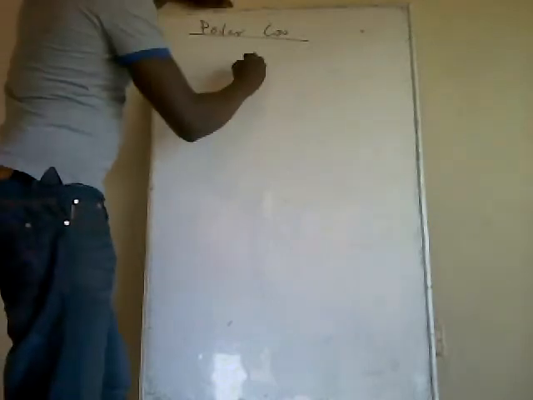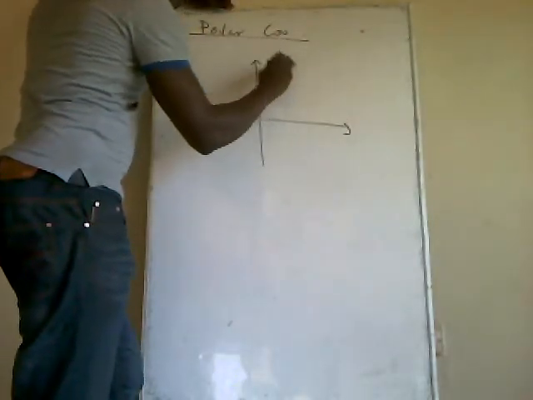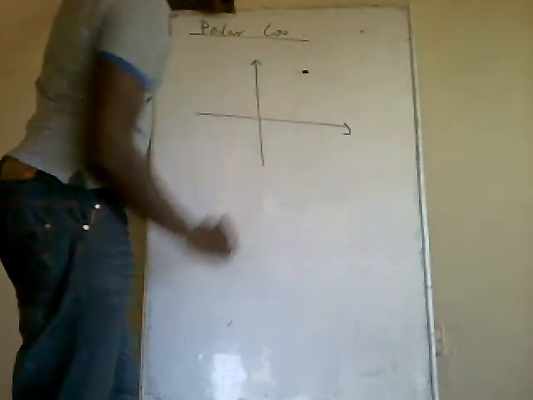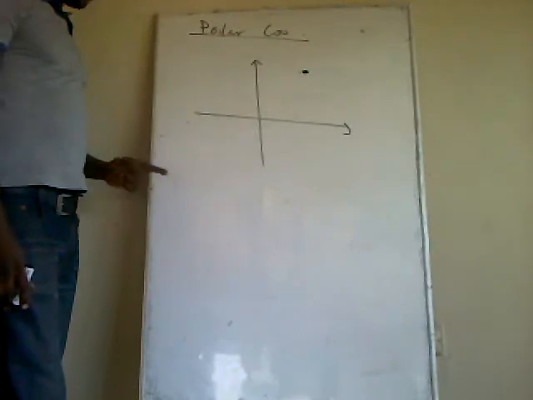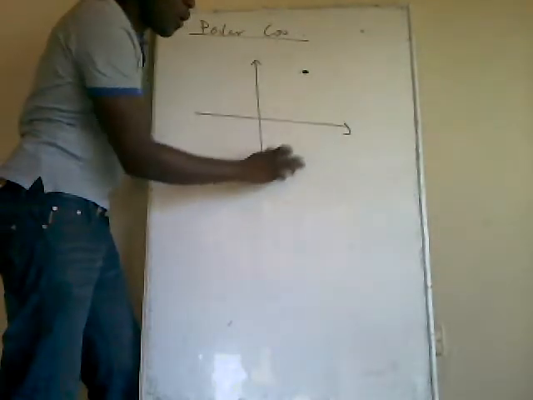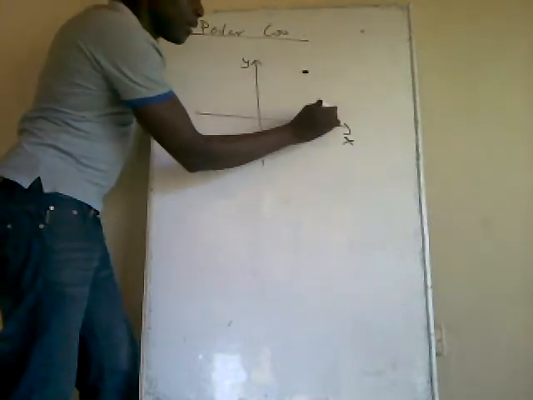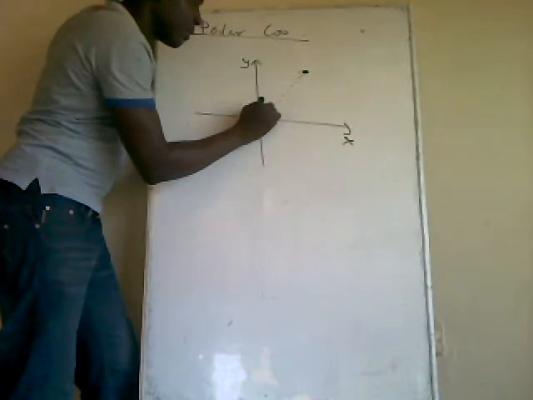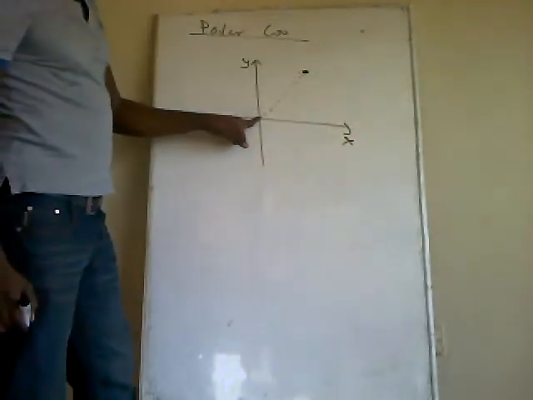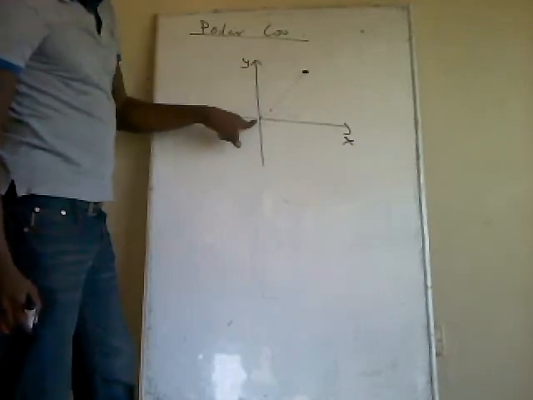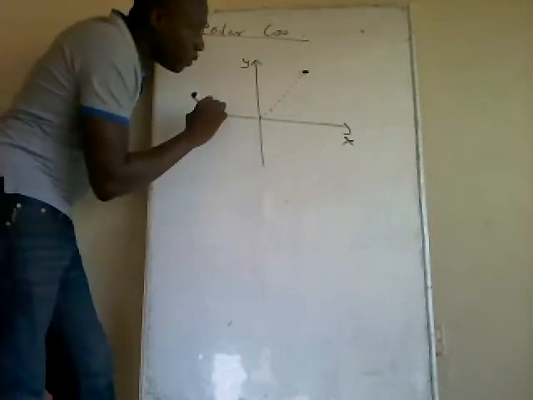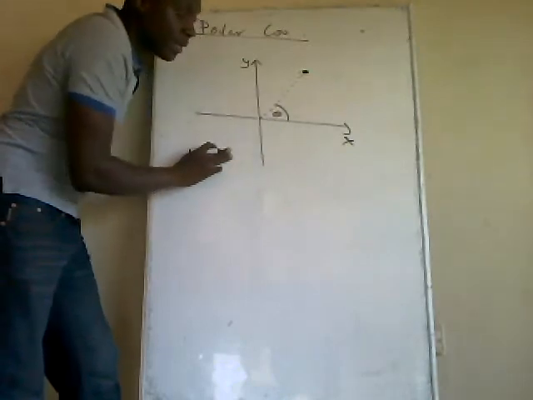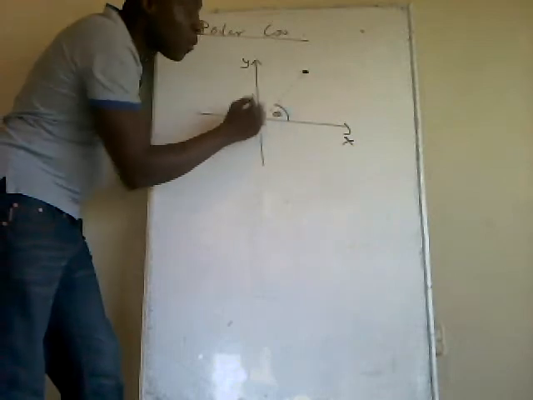Now, if we want to locate this point, polar says that with reference to the x-axis, if we project this point, or draw a line from the point to the origin (0, 0), and we measure the angle it makes with the x-axis and also measure the distance, then we'll get to the point.